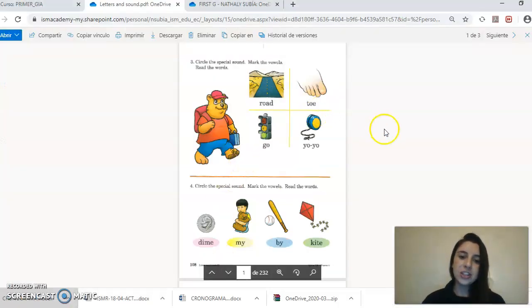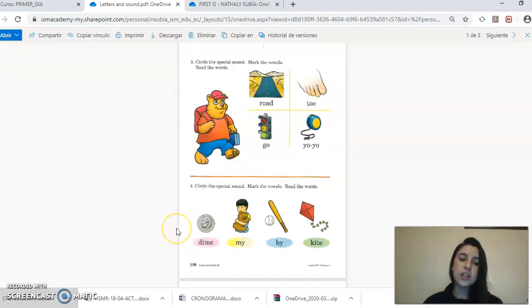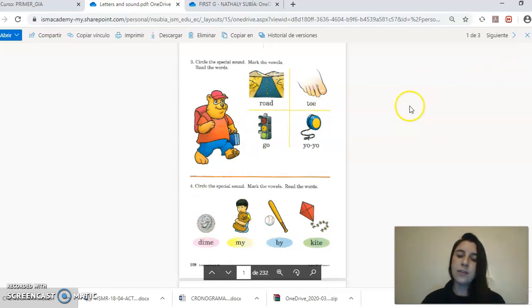So pay attention. We're going to page 108, okay? You made the first part and now we are going to make the third part. So circle the special sounds, okay? Circle only the special sounds that we learned. So we have only one special sound in two words. We have the special sound O as in go, and O as in yo.